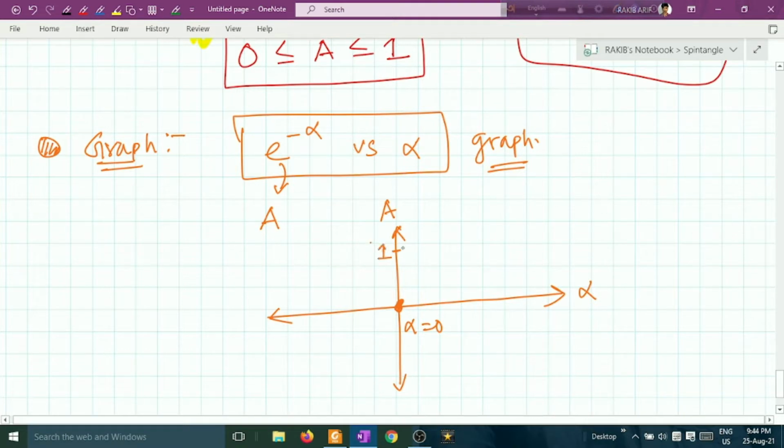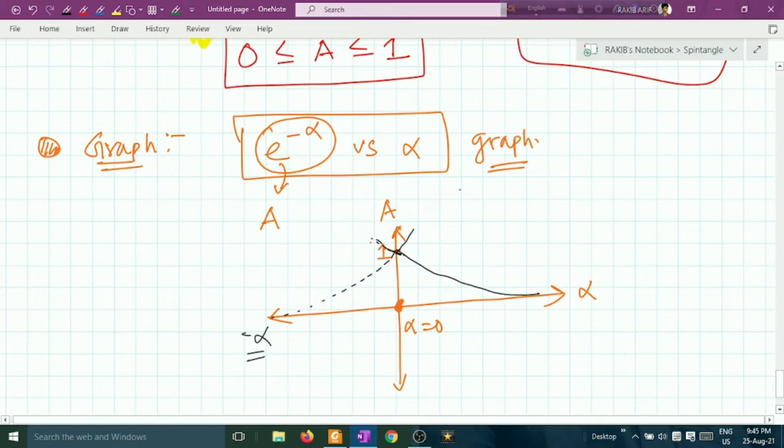This is the value 1 of alpha, and since there is an exponentially decreasing term, there will be a graph like this, exponentially decreasing. And on the negative side of alpha, putting alpha negative, it will look like this. This is the intersection point in between. Check this.